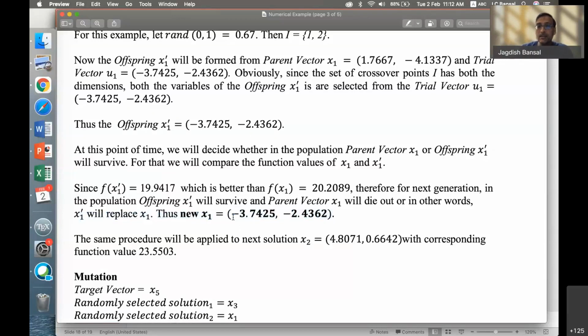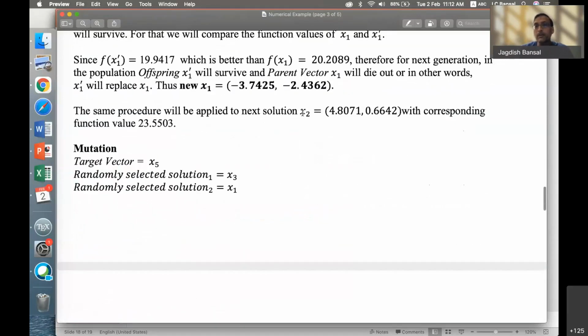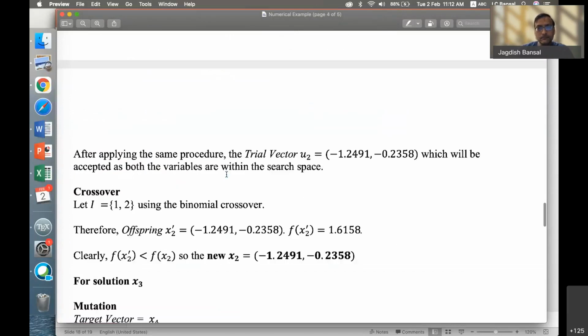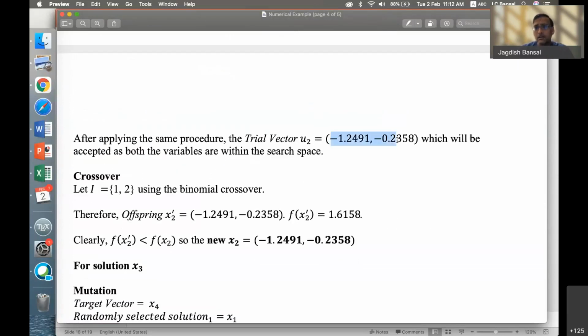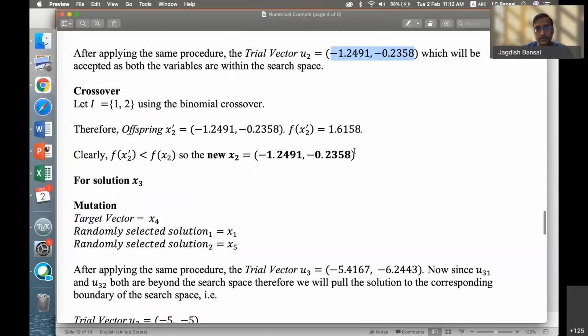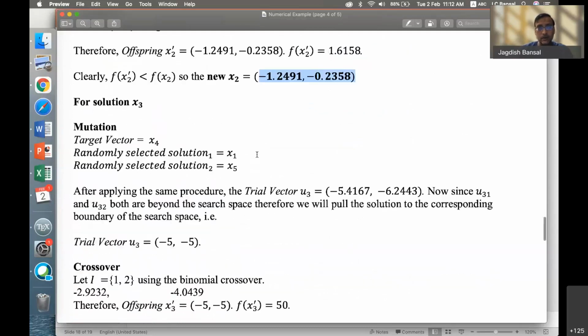The same thing we will apply for x2. Now the parent is x2. For x2 we will apply the mutation, the target vector is this. These are the two randomly selected solutions. This is the trial vector after the mutation operator, then the crossover. You have this new x2. Similarly, you will do it for x3, x4, and so on.